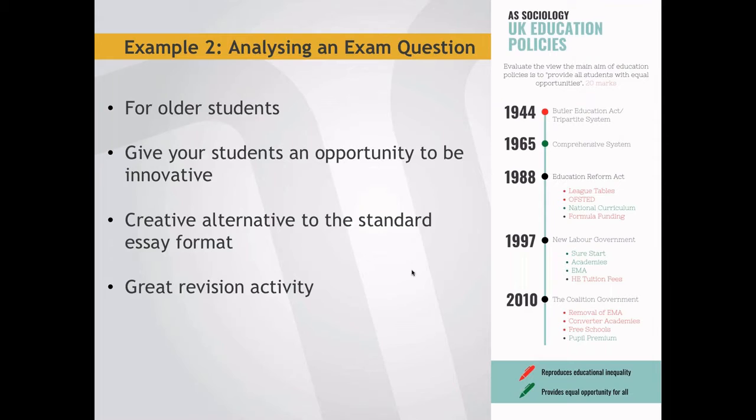Again, this taps into crucial skills like numeracy skills, thinking about the timeline or the order of chronological events. And they've used a key, which you can see at the very bottom, to indicate policies that support the question, so educational policies that give students equal opportunities, or policies that reproduce inequality, which is indicated in the red. It's a really useful tool for students to consolidate their knowledge.